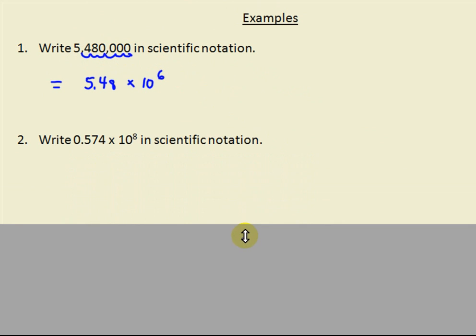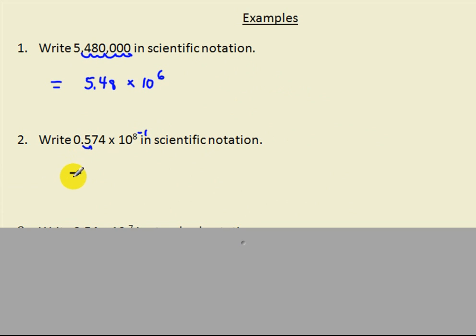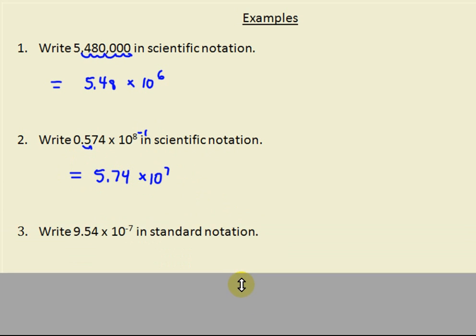Here we have a number that's almost in scientific notation. We really only have to move that decimal 1 place to the right, but that means we need to subtract 1 from our exponent. So we counteract the increase in the number by decreasing our exponent. So this is going to be 5.74 times 10 to the 7th.